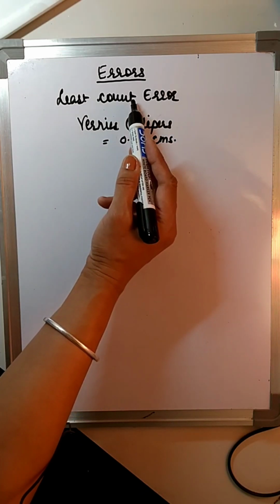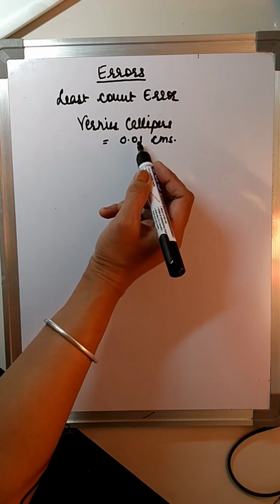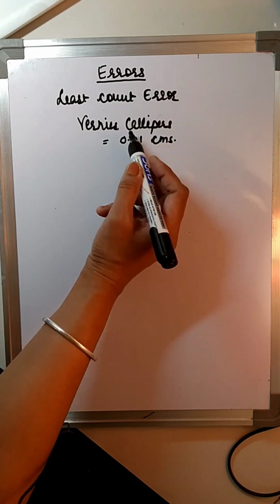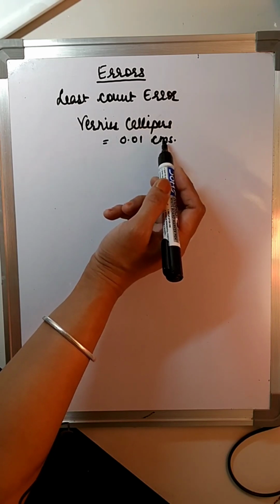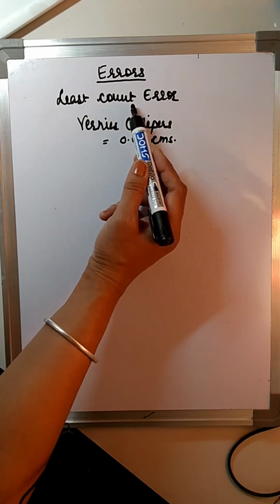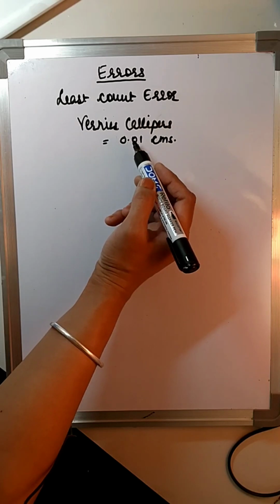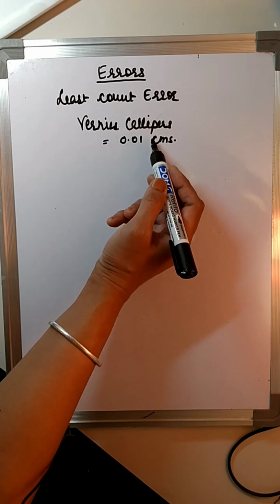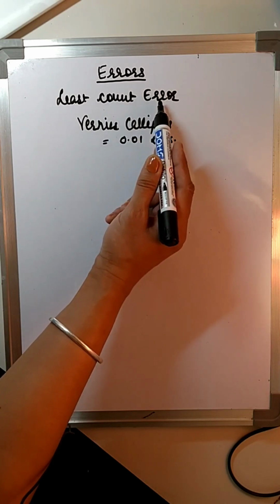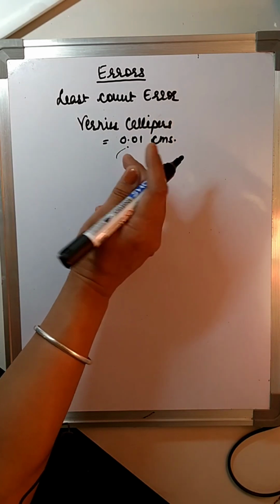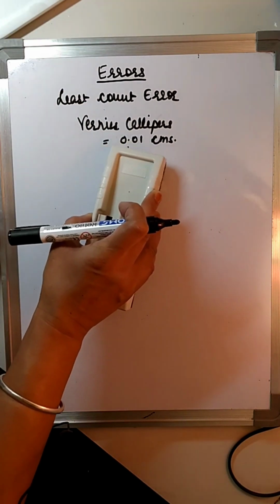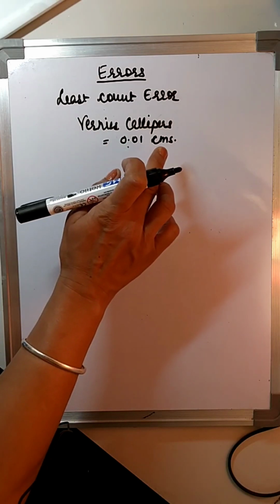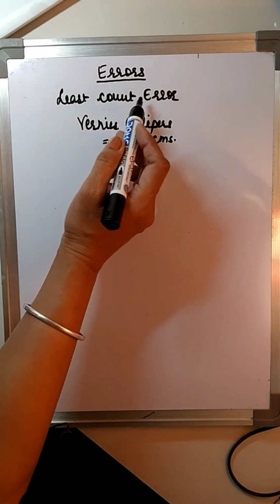What is least count? First of all, least count is the lowest value which we can measure with this instrument. So the lowest value which we can measure with this instrument is 0.01 centimeters, and that is called least count. Now if we are measuring something smaller than 0.01 centimeter, then this instrument will give us error in the measurement. That error is called least count error, which is due to the resolution of the instrument.